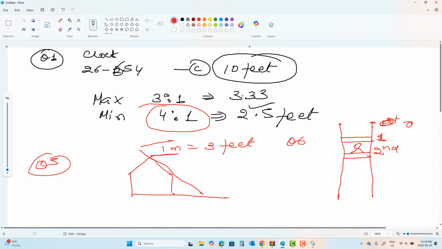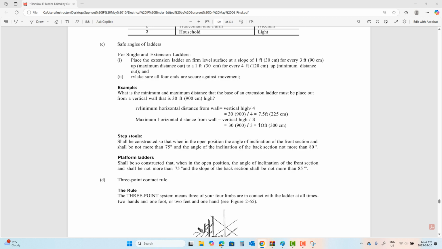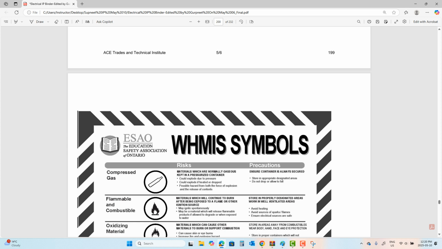Okay, what else? Lot of ladder questions. So where is the 3:1 and 4:1 mentioned? Right here. The story that I just taught you about the 3-point contact when you're going up the ladder, it's right here. So if I were you, I would read these notes carefully.